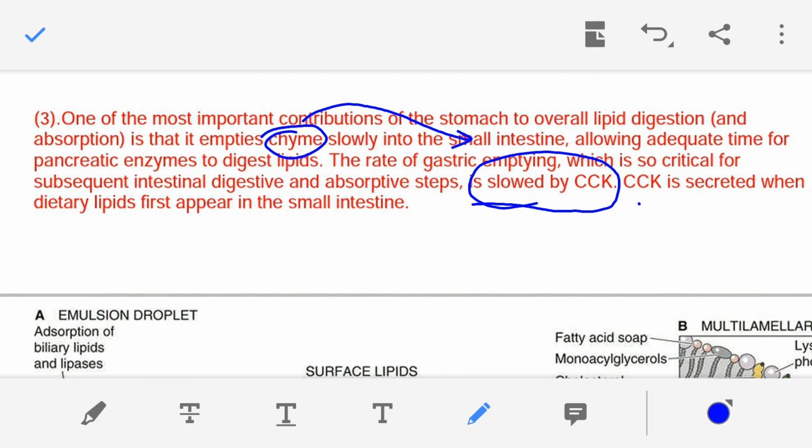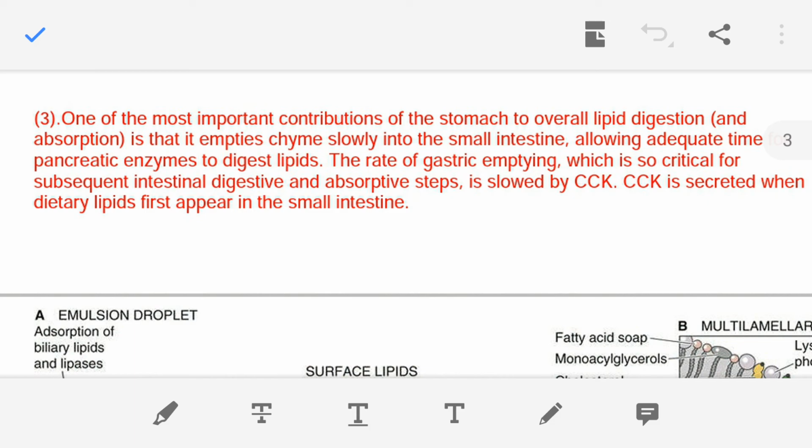And when this CCK is secreted, so when the dietary lipid first appears, they first enter into the small intestine, at that time the CCK is secreted. And this CCK is slowing the process of emptying the chyme into the small intestine. So the small intestine will get time to digest the dietary fat.